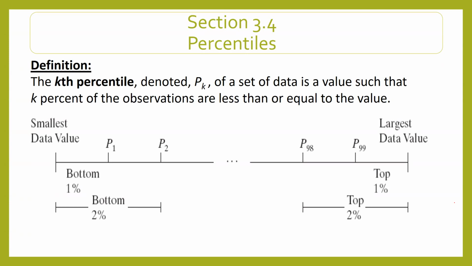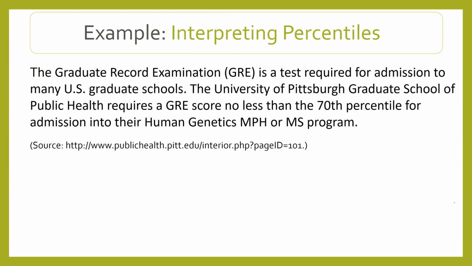If I have P1, it means that I am in the bottom 1% of the whole group. This is a way to discuss scores relative to the others in the group. So if you have P98, that means you are in the top 2%. And they use this a lot in rating students for admissions. All right, so let's go into an example.